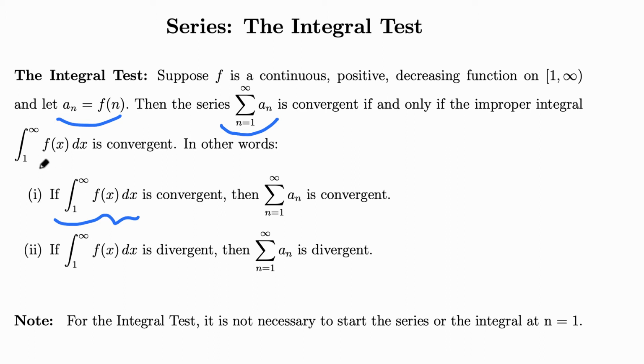At the same time, if this improper integral is divergent, that means when we evaluate this integral the answer was infinity, or does not exist, then the series is also divergent. For the integral test, it is not necessary to start the series or the integral at n equals 1. We can start from any positive number like 2, 3, 4, 5, maybe 1000, etc.